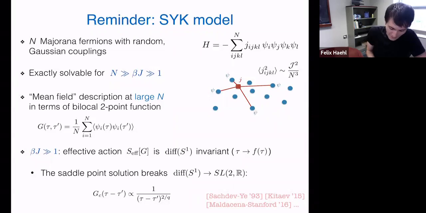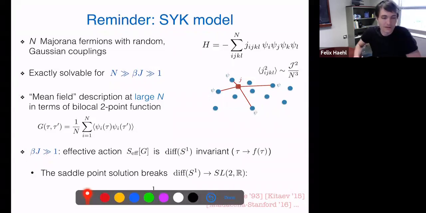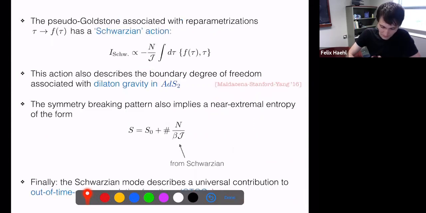Or, well, let me just say that if you consider the strong coupling limit of this model, large beta J, where J has to do with the average of these random couplings, then you find an effective action for this variable G, which develops a conformal symmetry, or a diffeomorphism symmetry, a reparametrization symmetry in time. However, if you solve the saddle point equations, you find that the solution breaks this symmetry. And what is left is an SL(2,R) symmetry. So we have a spontaneous breaking of this reparametrization symmetry.